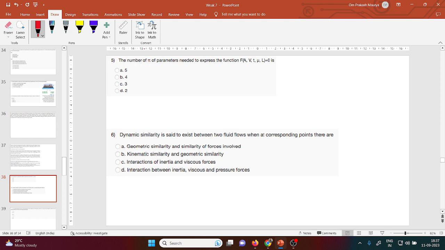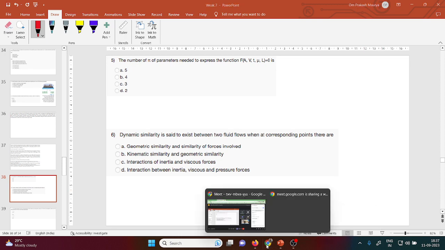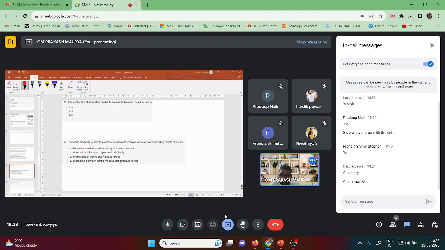As you have done in week 7, question number 5, please write your answer in the chat box for question number 5. The number of pi parameters needed to express the function f of a, v, t, and dynamic viscosity mu, l. So please write your answer in the chat box. How many pi parameters do you need?